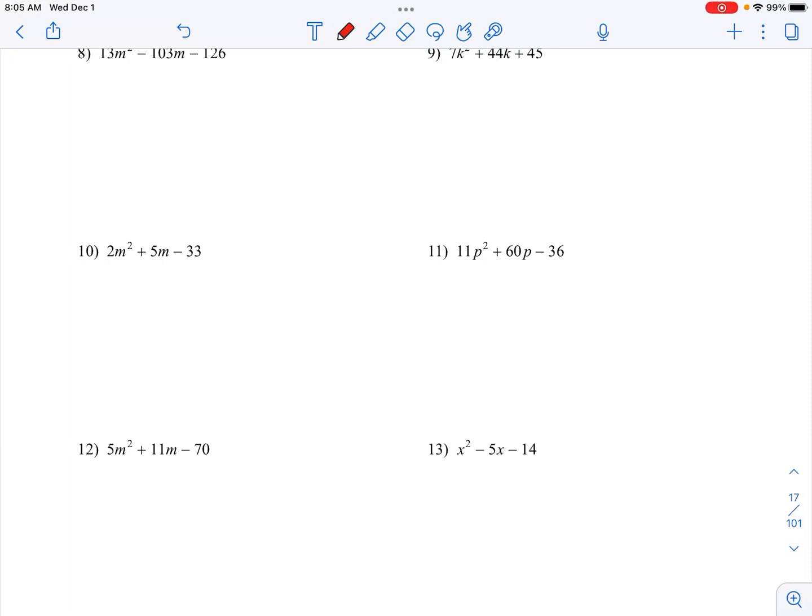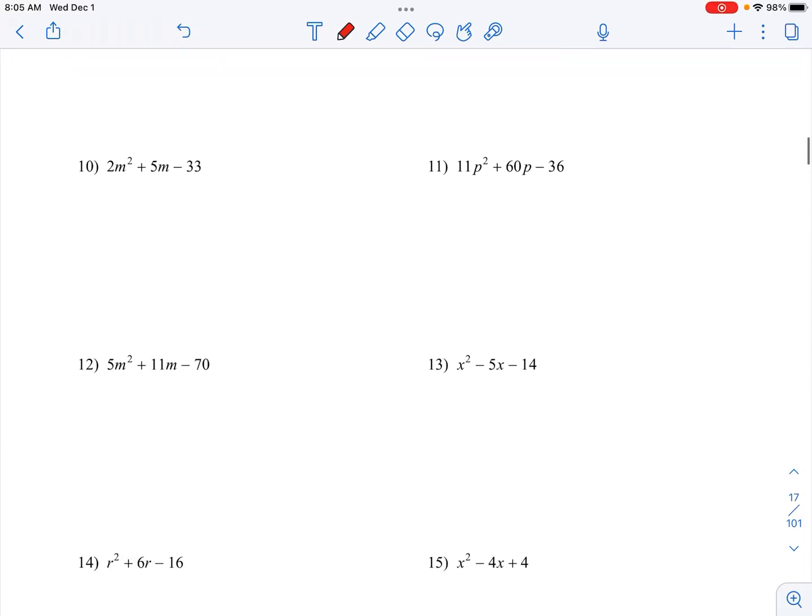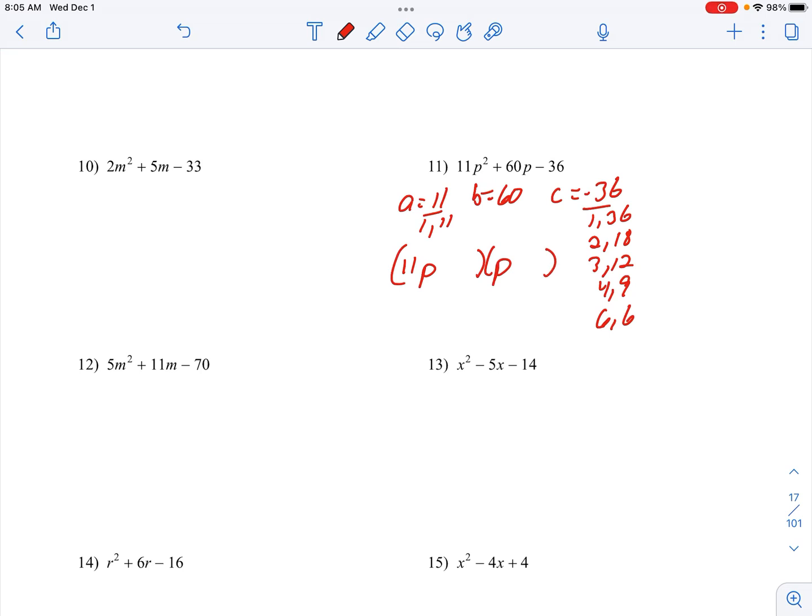Okay, I got a bunch of extra problems here, so I'm going to go ahead and just take number 11 and work it out. A is 11, B is 60, C is negative 36. Factors of A, factors of C. List them all out. A starts to, again, build your two quantities. And before I go make my guesses, I always look at that negative 36. It's a negative 36, so that means one of each, a positive and a negative.